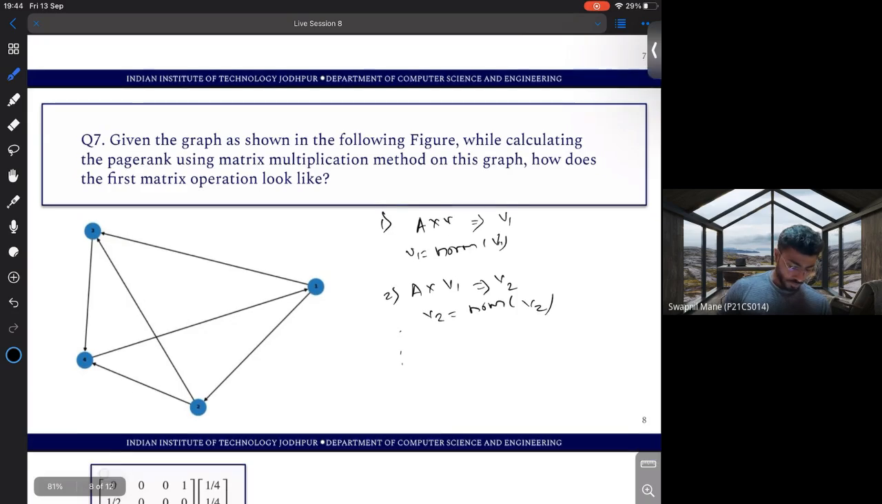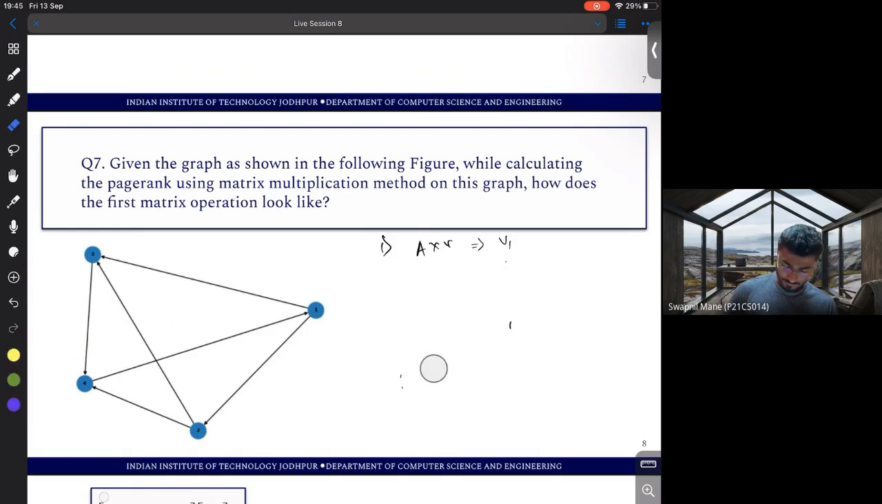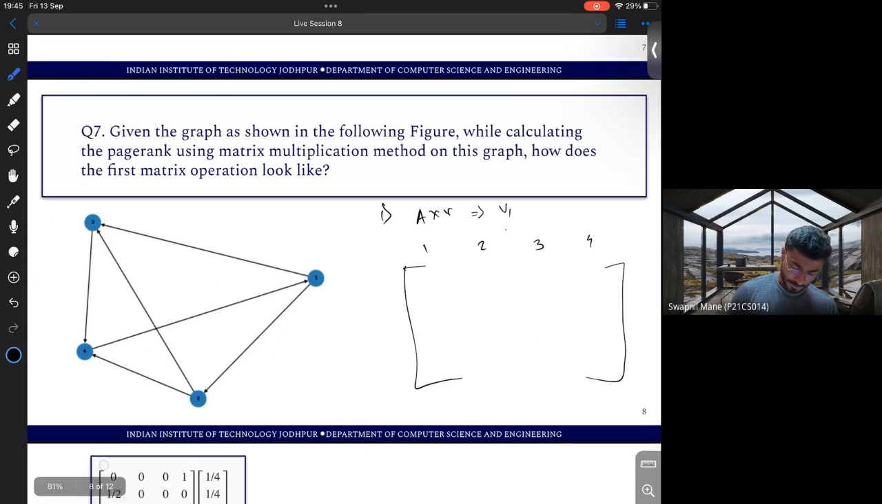So here we have to represent this graph in the first iteration, how it looks. First prepare a matrix, how the A matrix looks, right? Let's prepare the A matrix. We have four nodes, right? Node 1, 2, 3, 4, and here also 1, 2, 3, 4, like this.